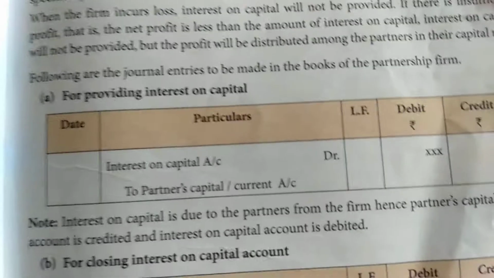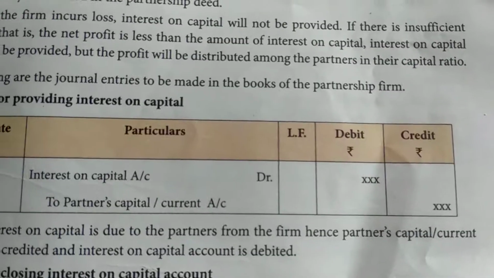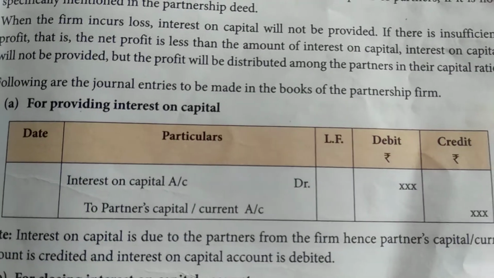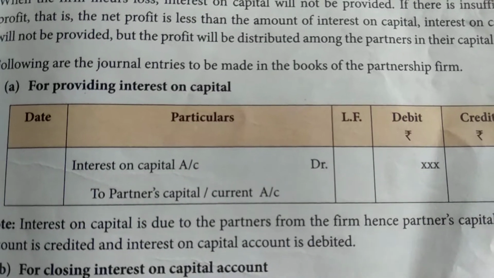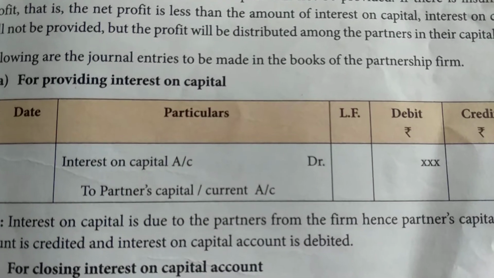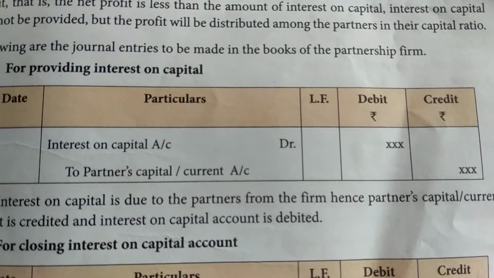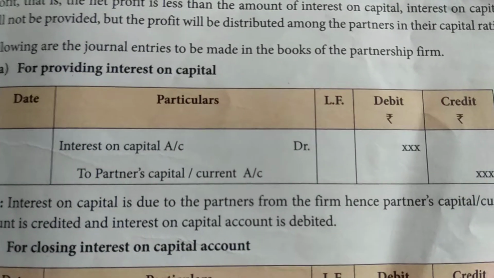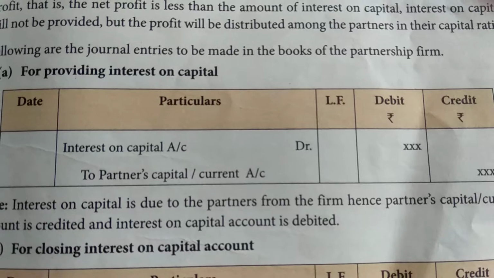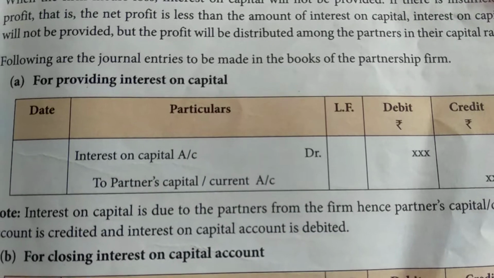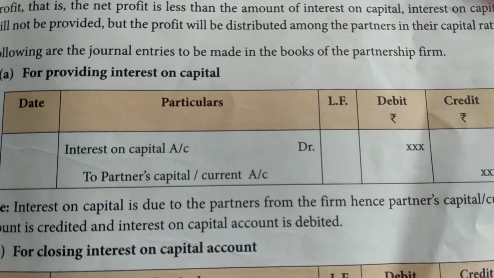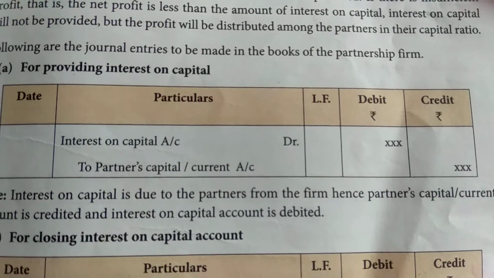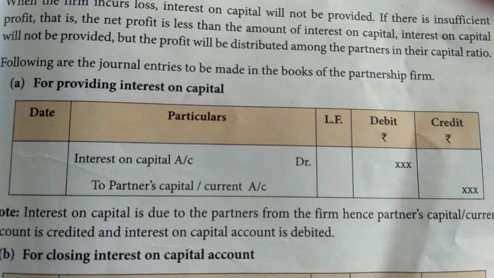Coming here, children, first you have to learn the journal. This we actually learned in 11th standard in final accounts. To provide interest on capital, look at the journal, children. Interest on capital account debtor to partners' capital or current account. See, interest on capital, why is it debited? It is an expense to the firm, and always you have to know partners' capital will come in the credit account. So your journal will be interest on capital account debtor to partners' capital or current.